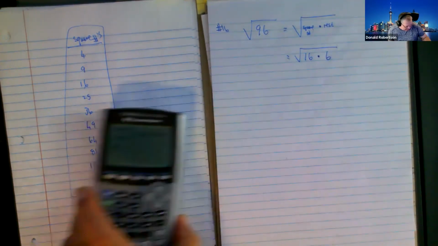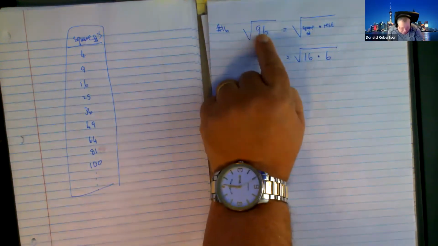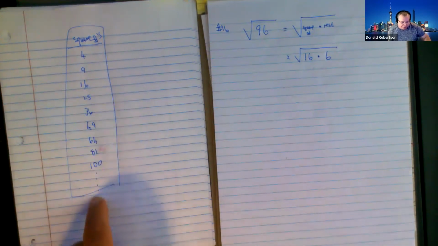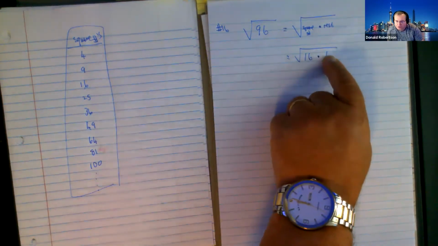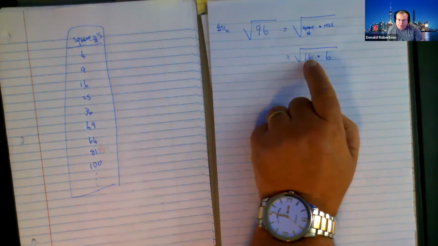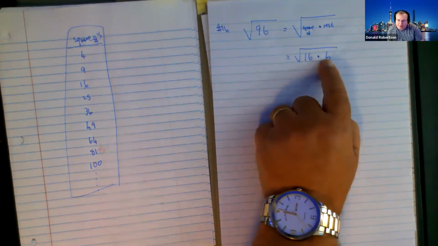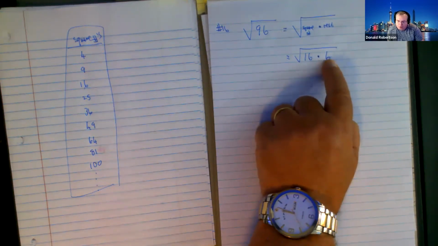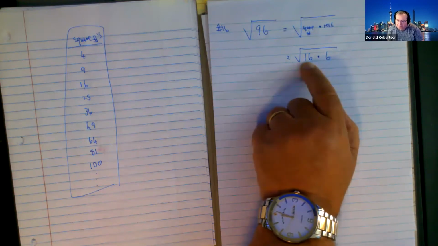So the first step is that one. Find two numbers that multiply together that give you 96. One of them must be a square number, and the other one's what's left over. But whatever numbers you pick for your square number, the bit that's left over must also be a whole number. So it's not allowed to be 2.5 or 3.1234 or whatever. It must be a number like 5 or 6 or 8 or whatever it might be.